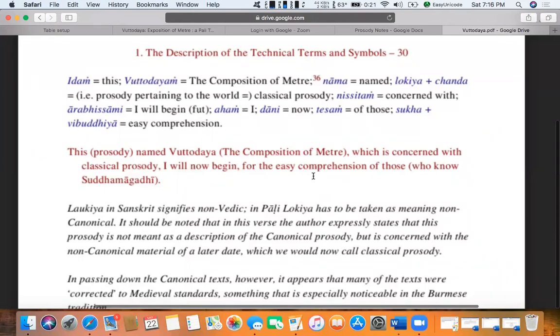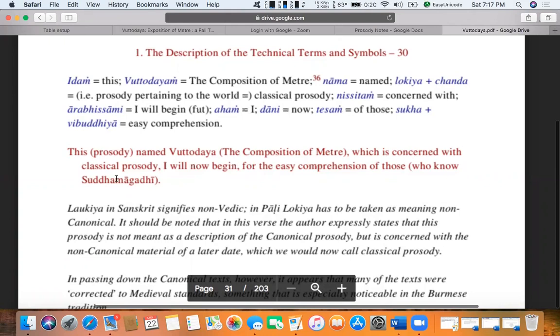So here the Venerable Ananda Jyoti says that the word Suddha in Suddha Magadhi is put here to reject Ardha Magadhi. Have you heard about Ardha Magadhi? So he says this word is put here to reject Ardha Magadhi. But in Burmese tradition, we learned Suddha Magadhi, pure Magadhi. He mentions pure Magadhi to reject the Sanskrit language.